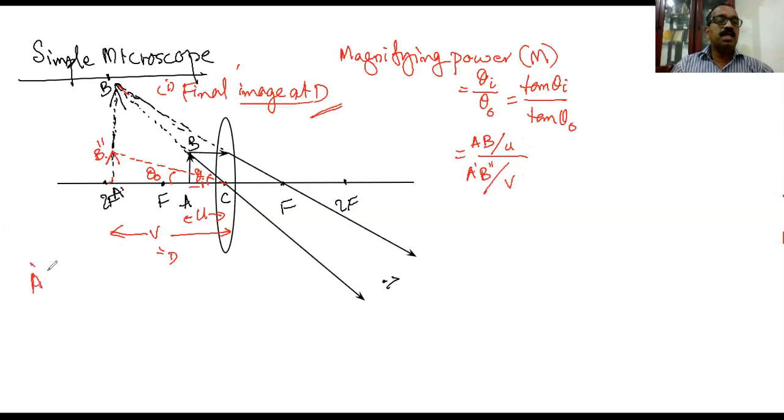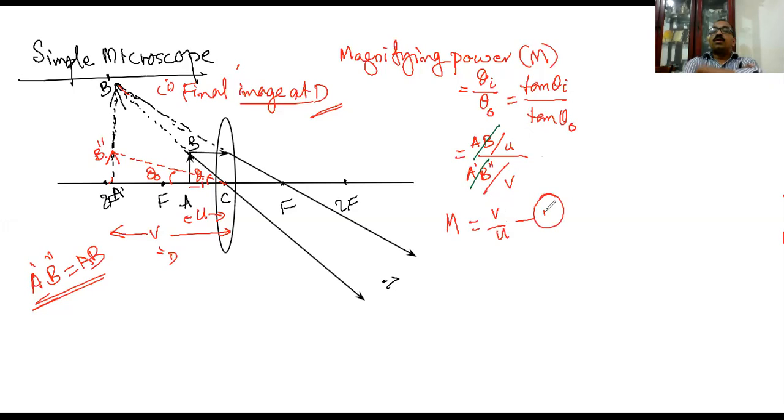But we know A dash B double dash means what? It is nothing but AB only, that is the object. We assume the object is kept over there. So that means simply these two, AB and A dash B dash, you can cancel. Right? Those two we can cancel. So we get the magnifying power M is equal to V by U.